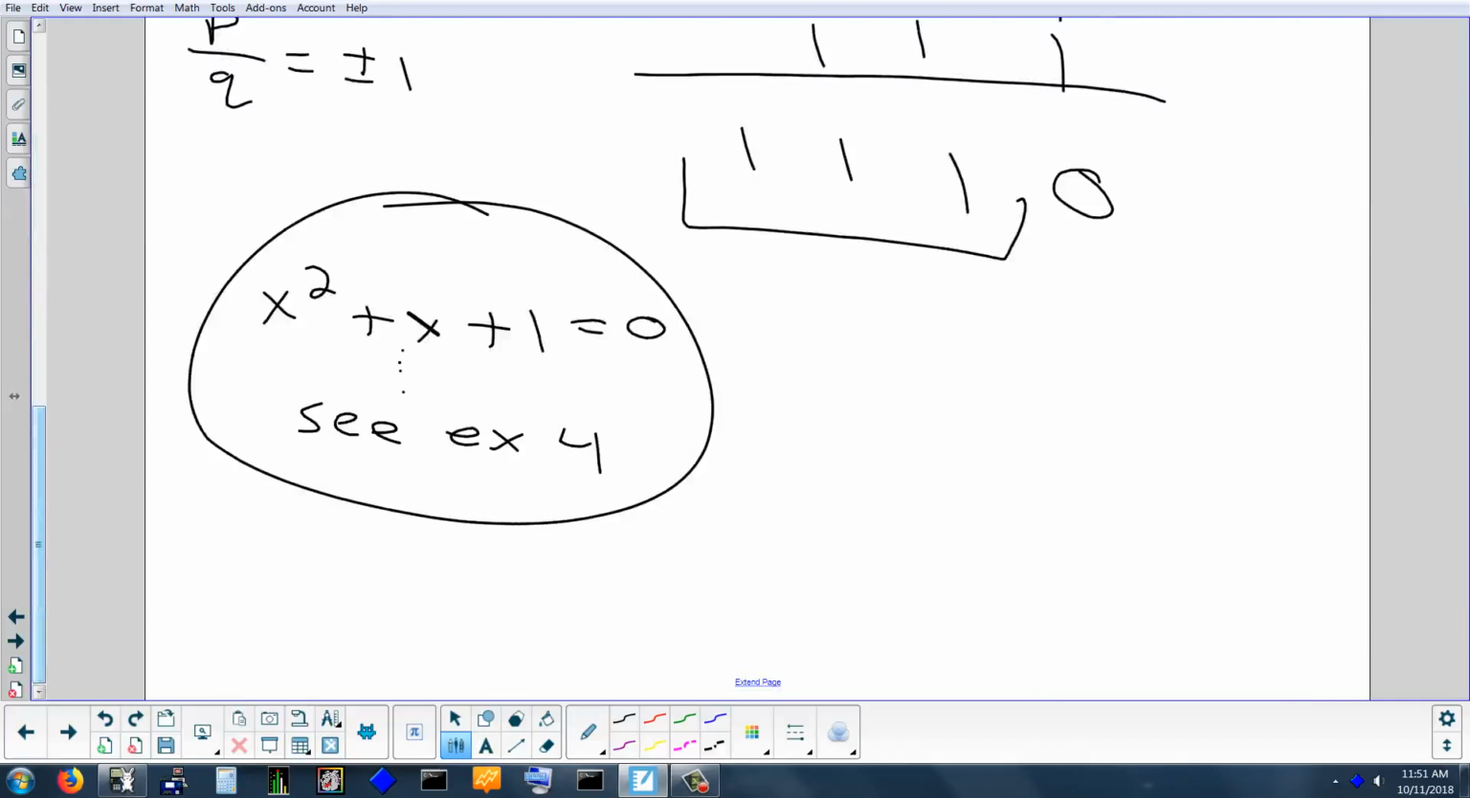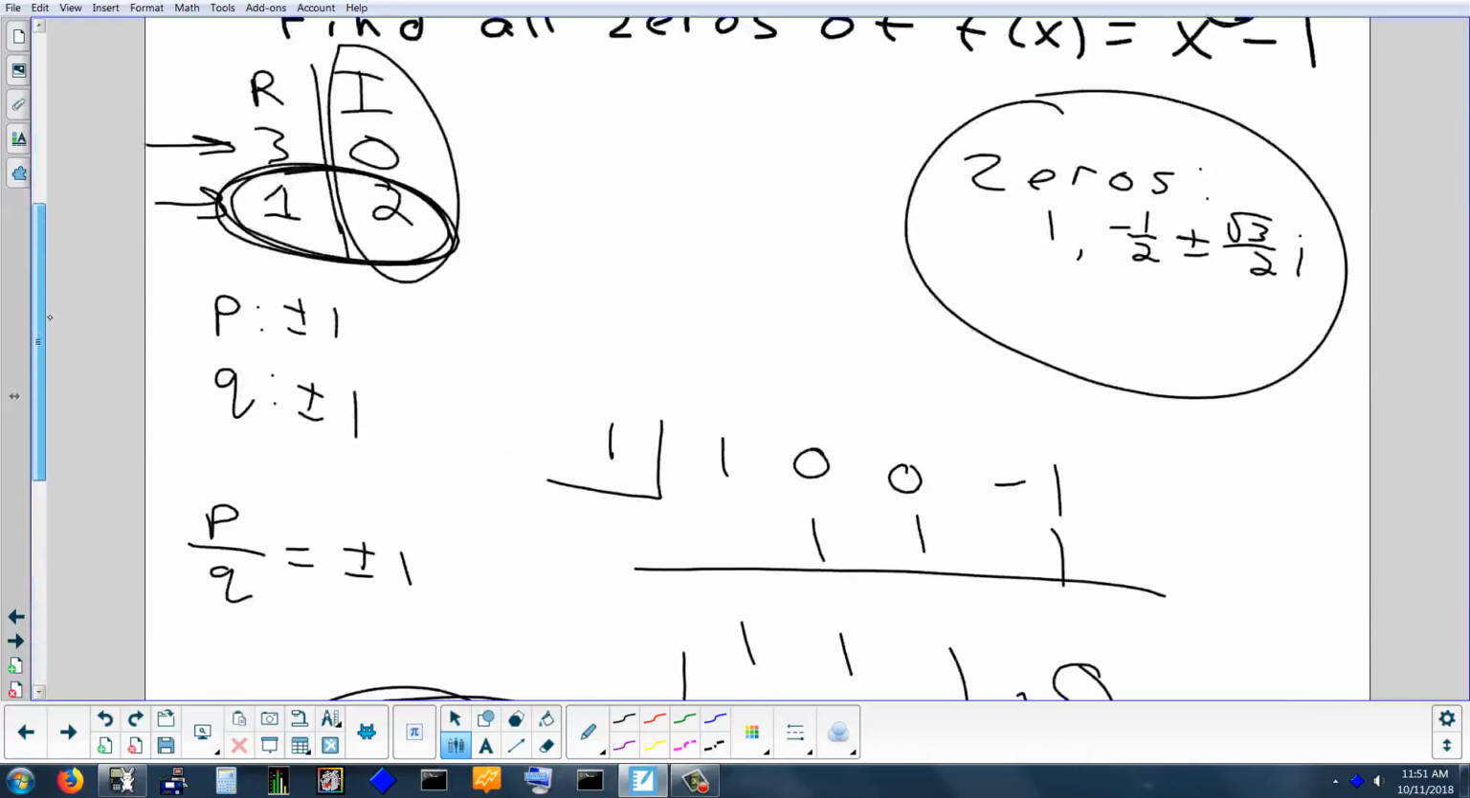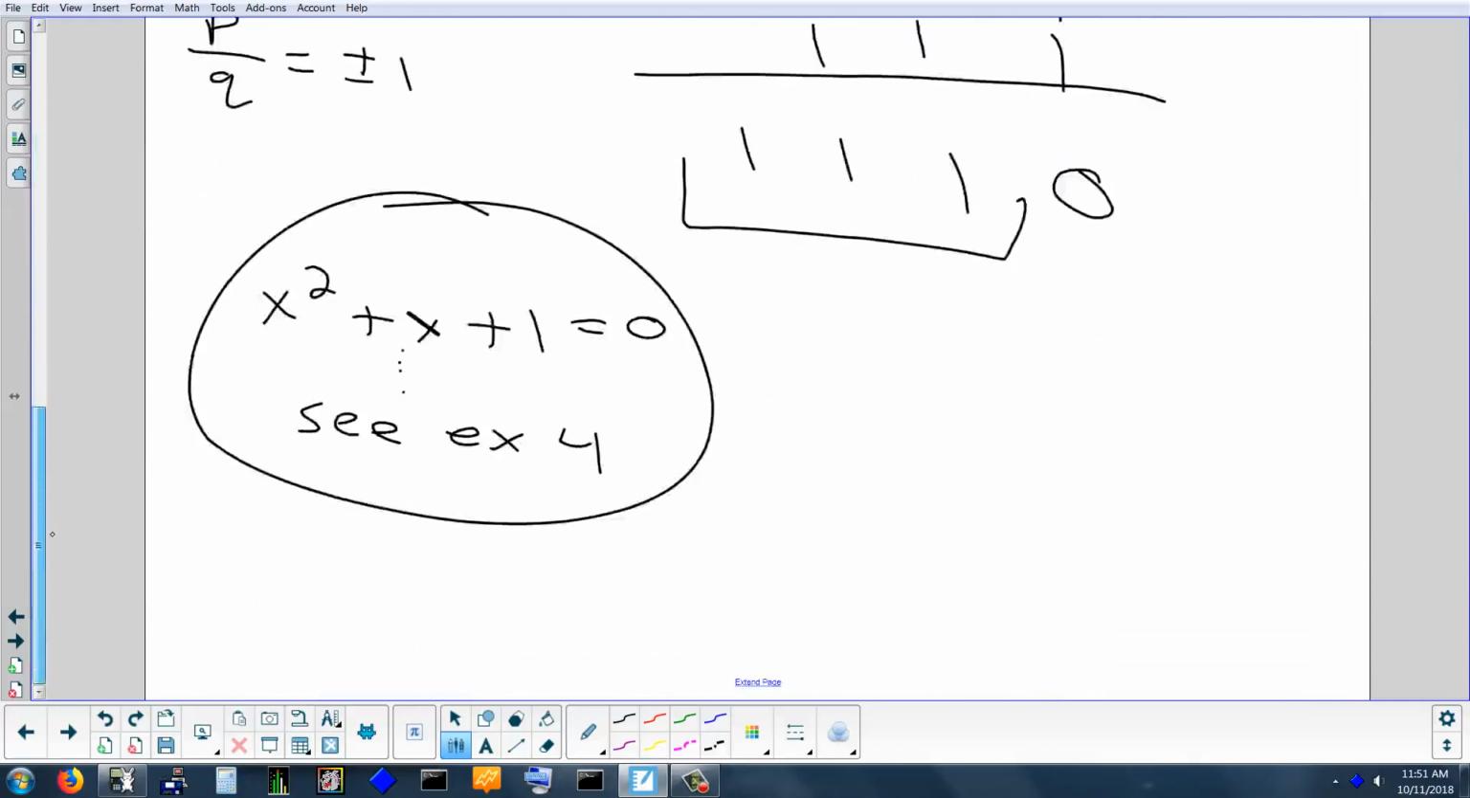Okay. Any questions on that one? So the approach is the same. Rational root theorem, synthetic division, maybe a graphing calculator if you need to. Sometimes you don't need it.